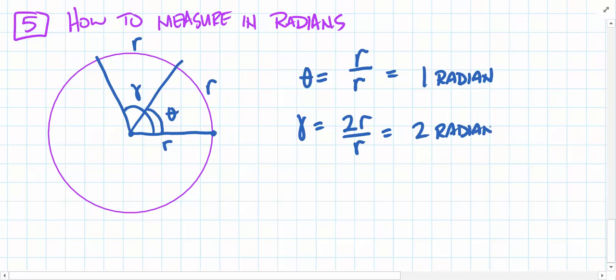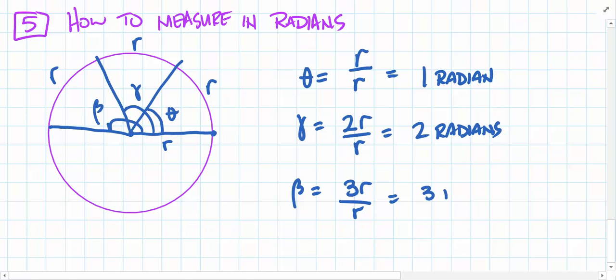If I go again, and I go this angle over here, and I call this angle beta, and I give another radian. So beta is equal to 3r, which is the total distance around the circumference of the circle, divided by my radius, which of course gives me 3 radians.